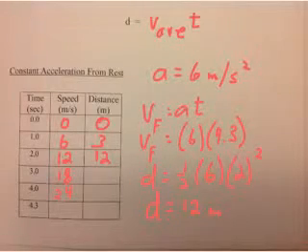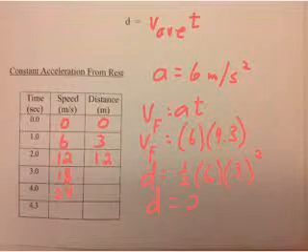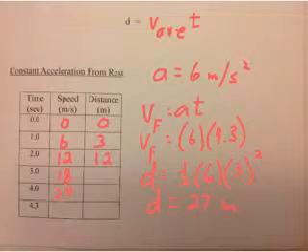Let's go to another example, the 3 second mark. So you plug in the 3 for time. So 1/2 times 6 is 3 times the 3 squared, which is 9. 3 times 9 is 27 meters. So at 3 seconds you've gone 27 meters.